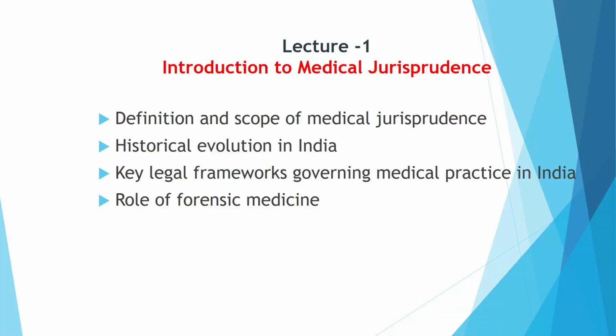So, we will conclude now our first lecture, that is Introduction to Medical Jurisprudence. As we have discussed in the introduction of medical jurisprudence, there are 4 components: the definition and scope of medical jurisprudence, historical evolution in India, then key legal frameworks governing medical practice in India, and the role of forensic medicine. All these 4 scopes include the medical jurisprudence definition, its branches, and its legal aspects.